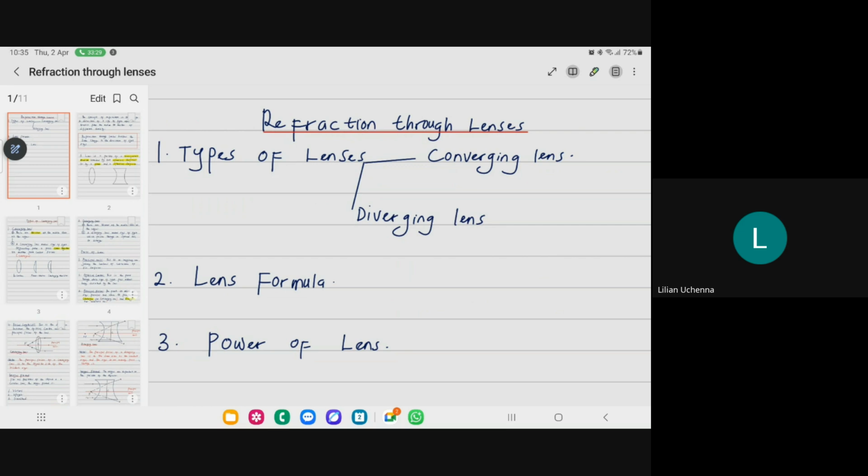So what are we going to look at in today's class? First of all, we're going to look at the types of lens. We need to know what the types of lens are. We have the converging lens and the diverging lens. We'll look at the lens formula, which is similar to your mirror formula, just that there are some variables we have to take into play when you're talking about the lens formula. After that, we'll look at the power of a lens and see what it entails. All right, so that said, let's get started.